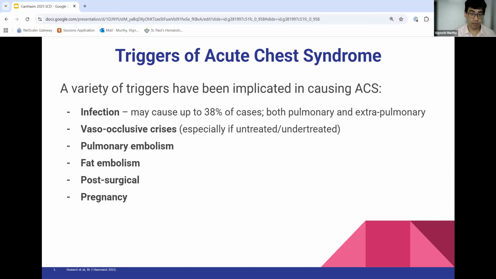A variety of triggers have been implicated. So as I discussed in the previous slide, infection is a big one, may cause up to 38% of cases, both pulmonary and extrapulmonary infections like bacteremias, surprisingly, are implicated. Vaso-occlusive crises, especially if untreated or undertreated, partly due to perhaps splinting or atelectasis when they're admitted. Pulmonary embolism, fat embolism, and then surgery and pregnancy are some of the other big ones.